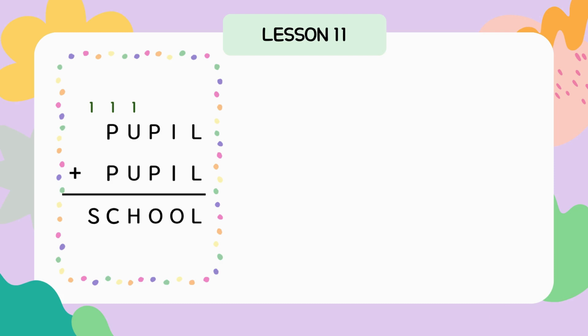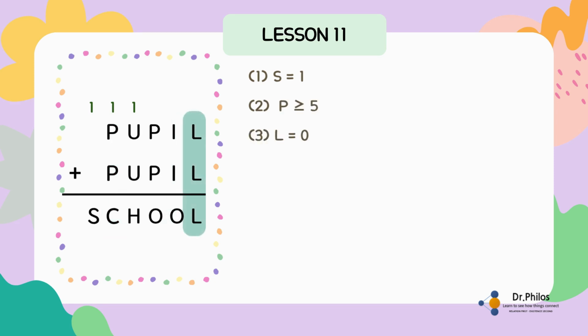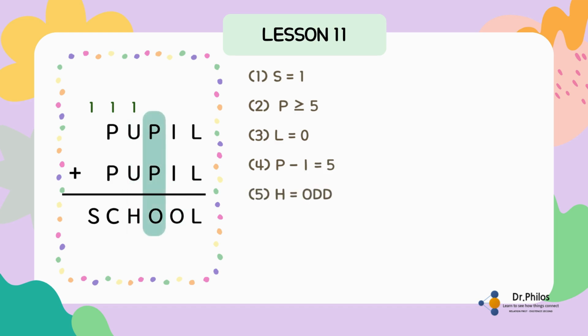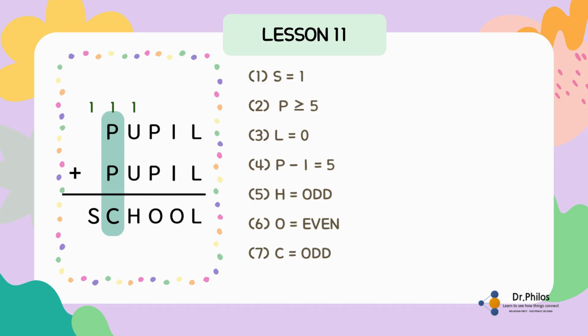You observed so many things. Let's put together what we have so far. S is 1. P is 5 or more. L is 0. P minus I equals 5. H is an odd number. O is an even number. C is an odd number. C minus O equals 1.